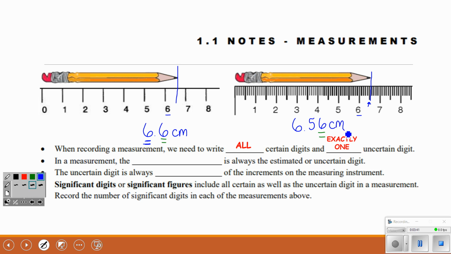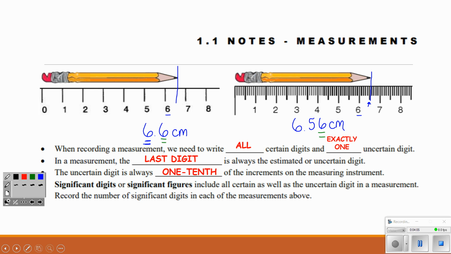In a measurement, the last digit, again, is always the estimated or the uncertain digit. And the uncertain digit is always 1/10 of the increments on the measuring instrument. So between a 0.1 and a 0.9 is what it's talking about. So 1/10 of those increments.